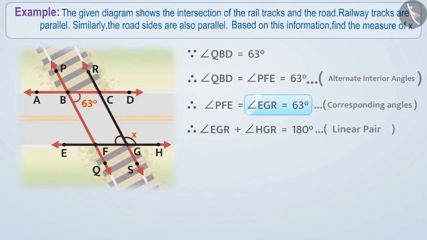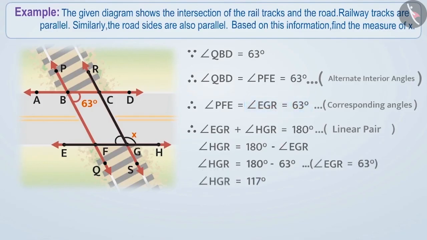Since we know angle EGR is equal to 63 degrees, we can easily find the value of angle HGR. Angle HGR is equal to 180 degrees minus angle EGR is equal to 180 degrees minus 63 degrees. Therefore, angle HGR is equal to 117 degrees. That is, the value of x in the given picture is 117 degrees.